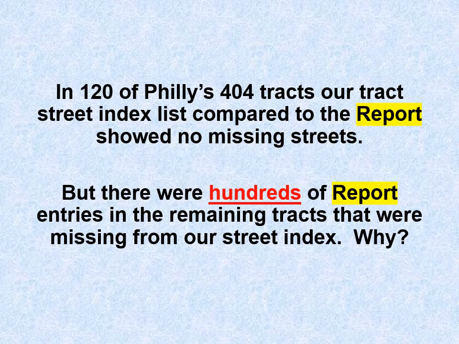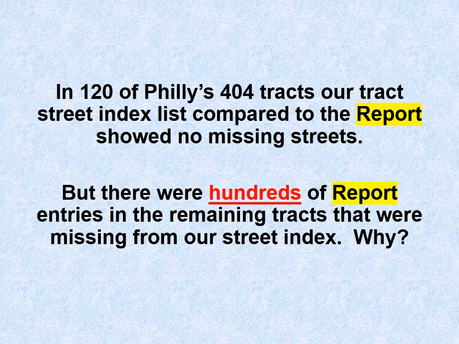In 120 of Philly's 404 tracts, our tract street index list compared to the report showed no missing streets. Now this is tract to tract. It's not ED to ED. So I still might be missing a street within an ED within the tract as long as the other EDs had the name of the street. I want to be clear on that. But there were hundreds. I was shocked.